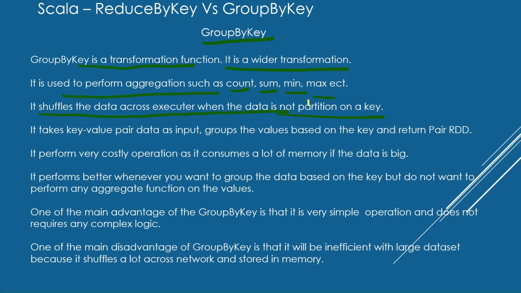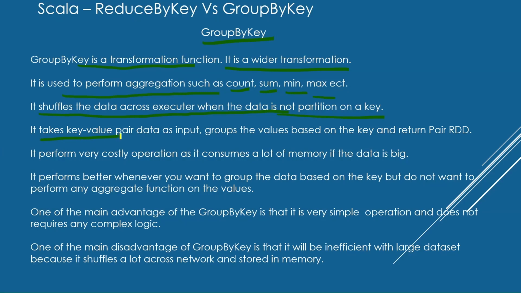So this is very obvious. If the data is not partitioned and we want to do a group by key, what will the group by key do? It will combine the values of the same key. During this grouping of the same key, the data will move across different executors. That's why it is said that group by key requires a lot of shuffle operations.